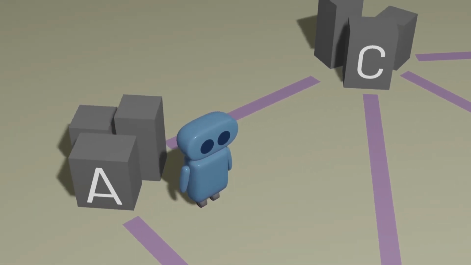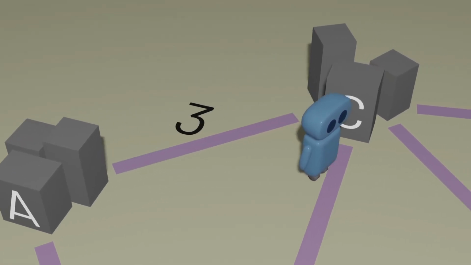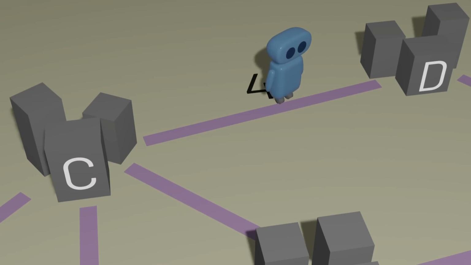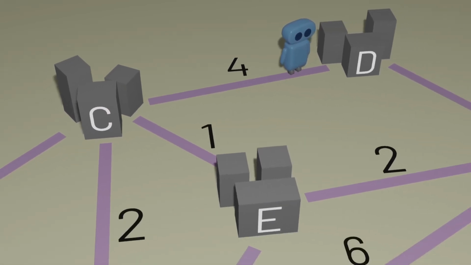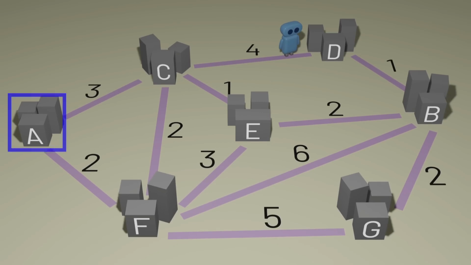Not all roads have the same travel time though. One road might take 3 minutes to travel through, while the other might take 4 minutes. And our question is this: what's the fastest way to get from town A to town B?